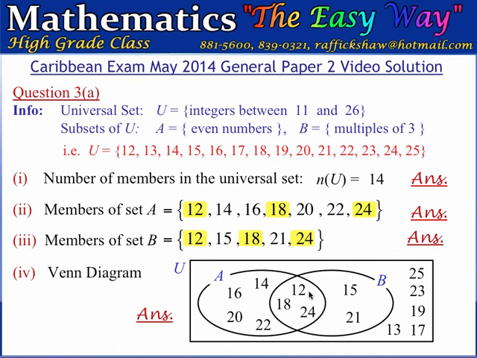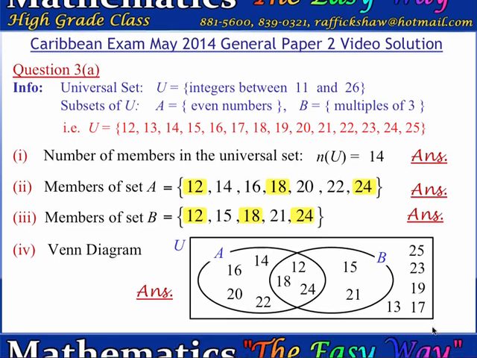The elements in the intersection, the elements in set A only, and the elements in set B only. And then all the remaining elements in the universal set are placed outside here. And that's the answer for part A. Let's move down now to part B.